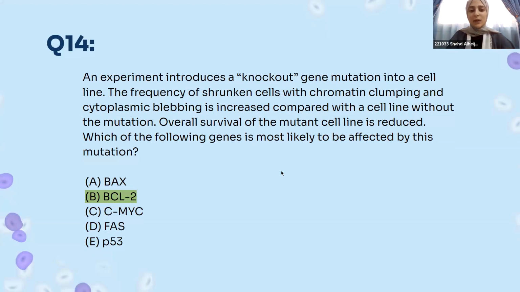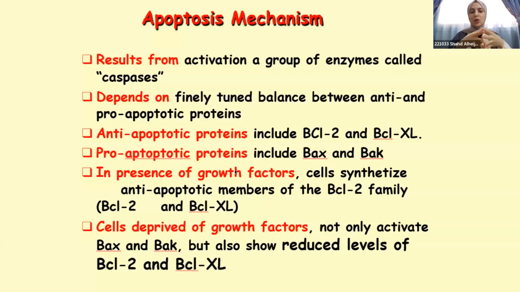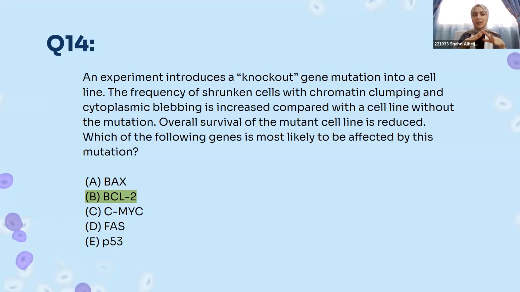Basically, what's happening here is we made a knockout gene. We removed one gene, and this led to apoptosis, or cell death. When we got rid of this gene, the cells started dying. So this gene should be anti-apoptotic. In normal function, it should prevent apoptosis. Now, when we got rid of this gene, apoptosis started happening. So in this case, you can see the examples.